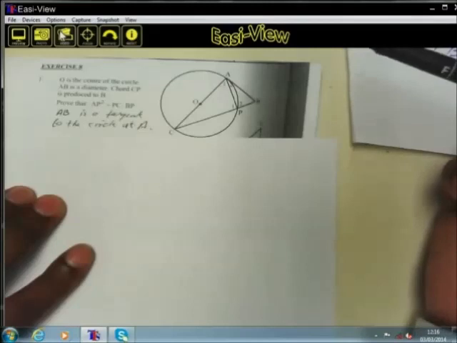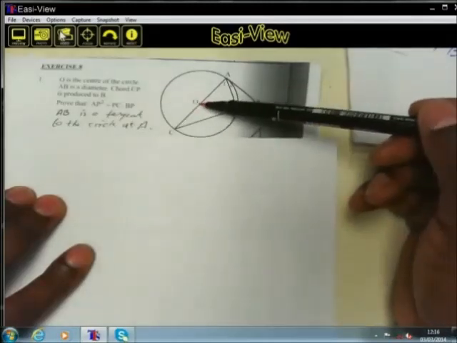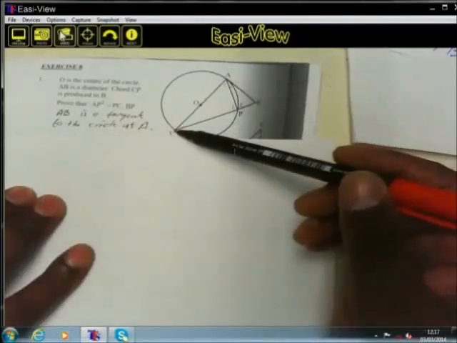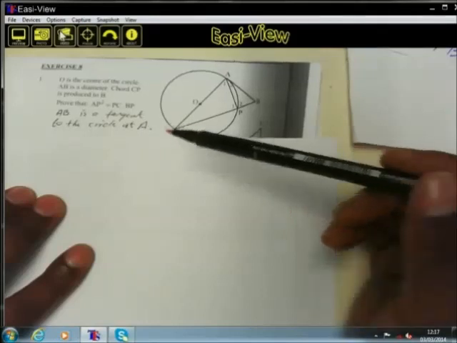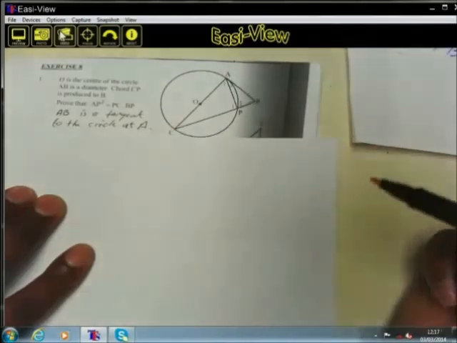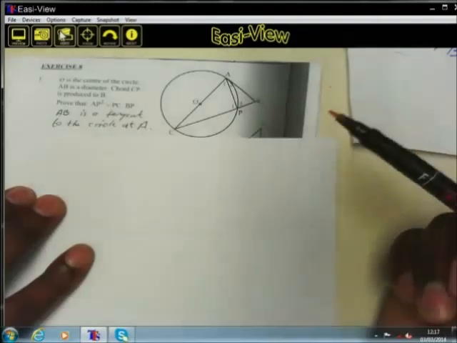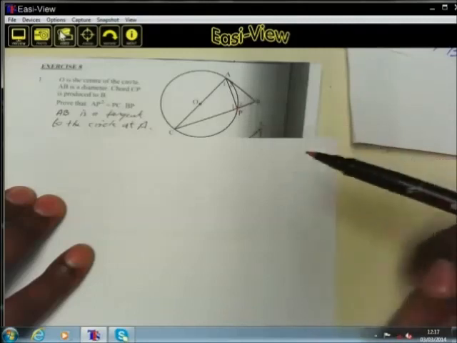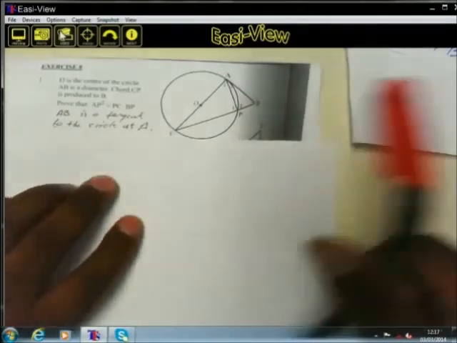O is the center of the circle. Here is a diagram. AB is a diameter. Once it's given that AB is a diameter, you know the theorem from grade 11: angles subtended by a diameter at the circumference of the circle is 90 degrees. Therefore P1 would be equal to 90 degrees. Already all such information, mark it immediately. Let me take you through.